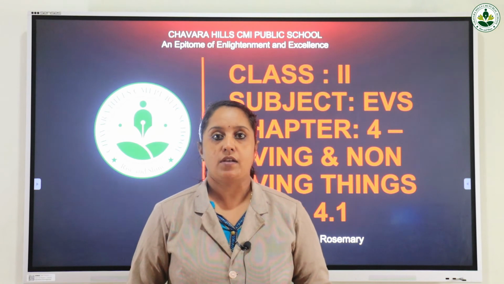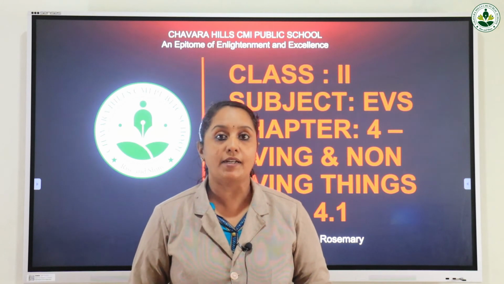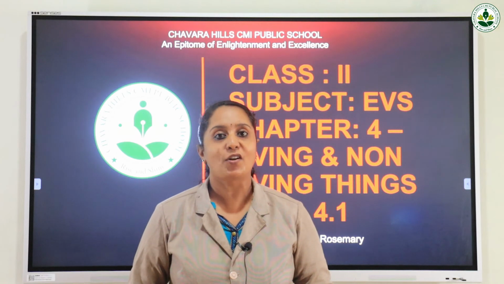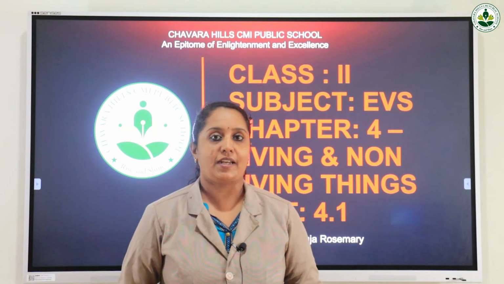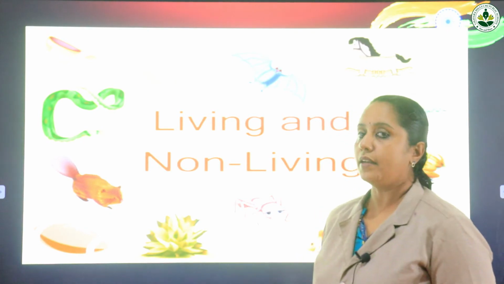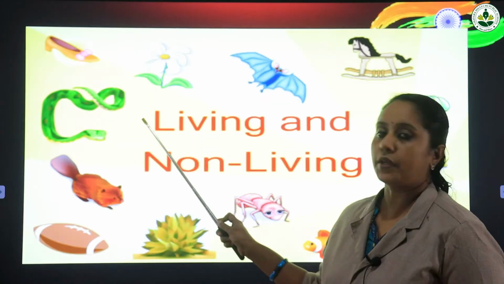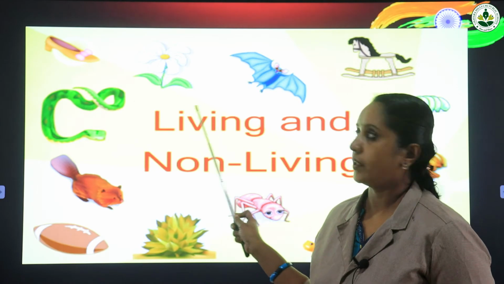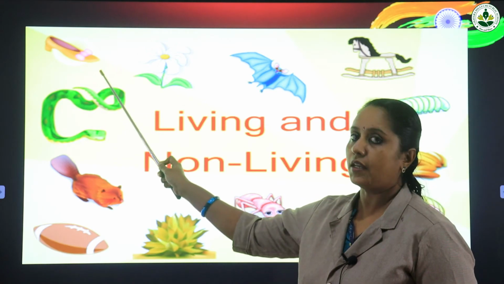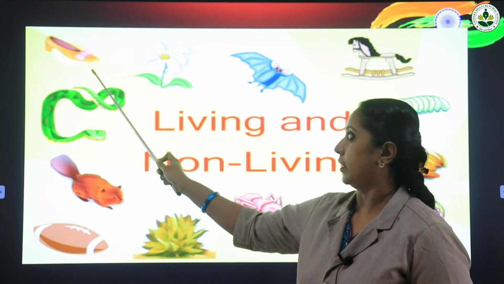So let us see a slide which shows you a number of living things and non-living things, and you have to identify which are the living things and which are the non-living things. So have a look on the slide. Children, what can you see here? You can see a number of things here. What is this? This is a shoe, a half shoe of a girl.